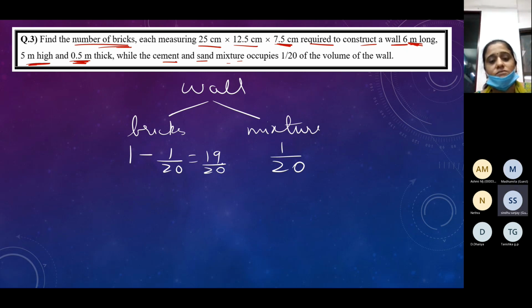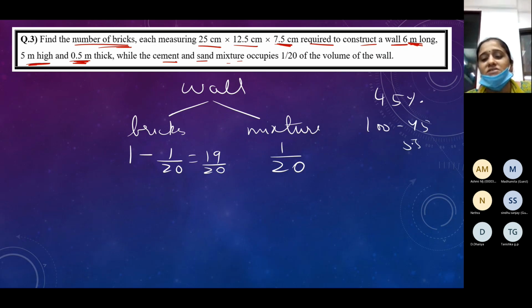Yes, ma'am. If it's a percentage, we subtract from 100. If it is like 45%, then we say 100 minus 45, 55% is the remaining. When it's a fraction, 1/20 is one part, and the other one is 1 minus 1/20, because there are only two things here.